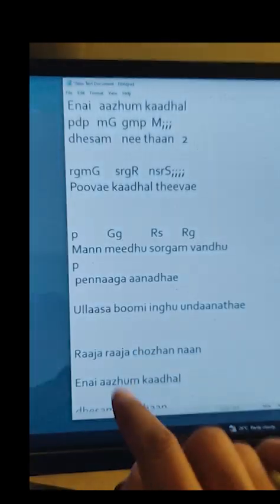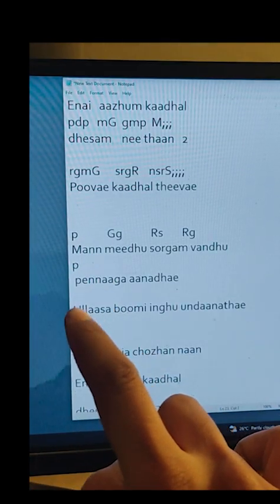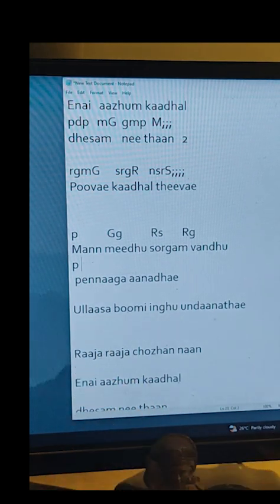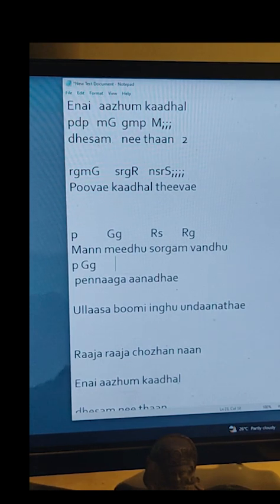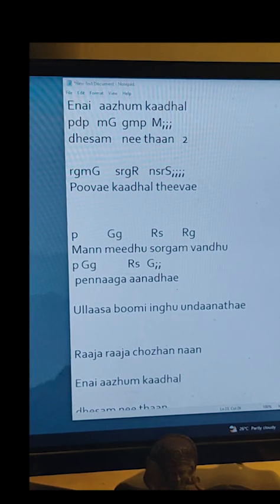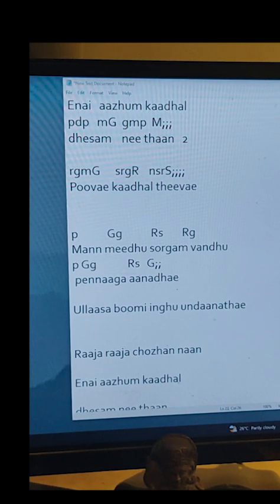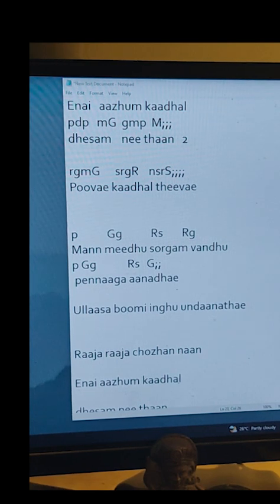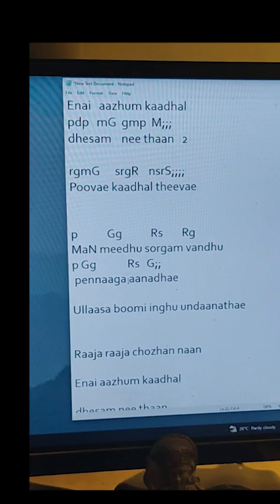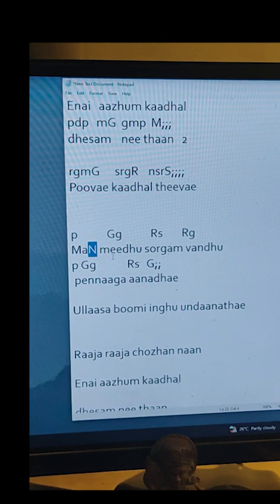It's lower pa, so usually when I write it in a book I just put a dot below the pa. Pa ga ga ri sa ga, sa ga. I'll go back and check. So it is actually man meedu, since I need help with Tamil lyrics. So I write like this, man. So for the big na I put the capital letter N. Man meedu.